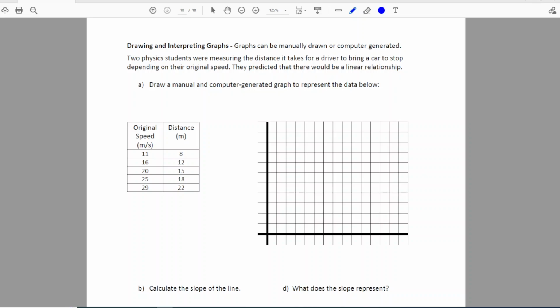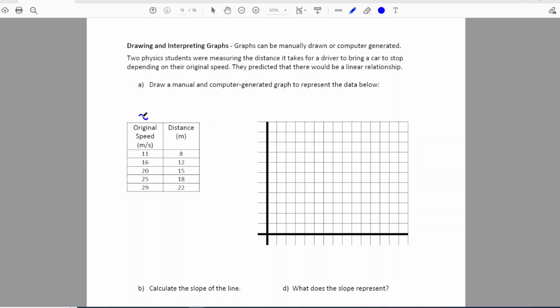So the last thing we're going to do in Unit 1 is learn how to draw a graph. There will be a question on your test where you have to draw a graph, and it's going to be up to you whether you want to do it by hand or computer generated. So we are going to do this graph by hand and then again computer generated and see how the two do. So when we are drawing a graph, this is our data.